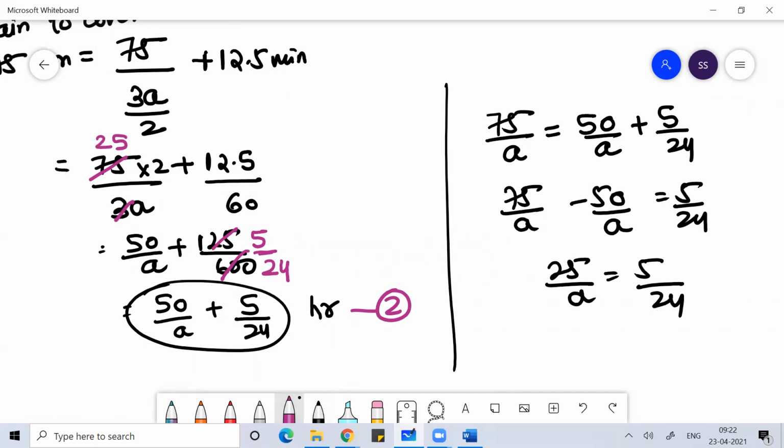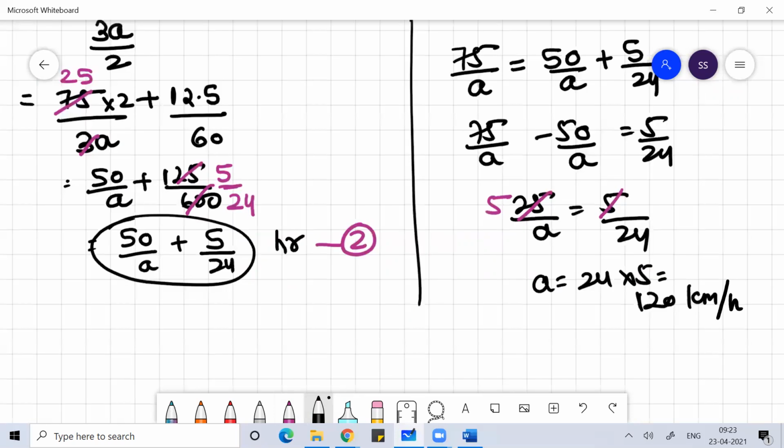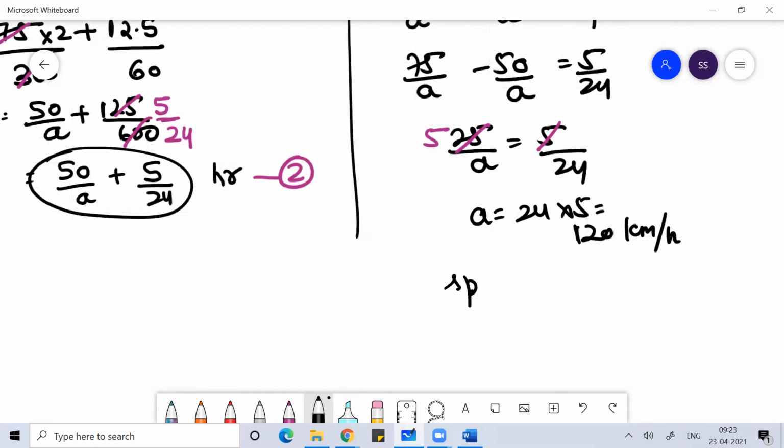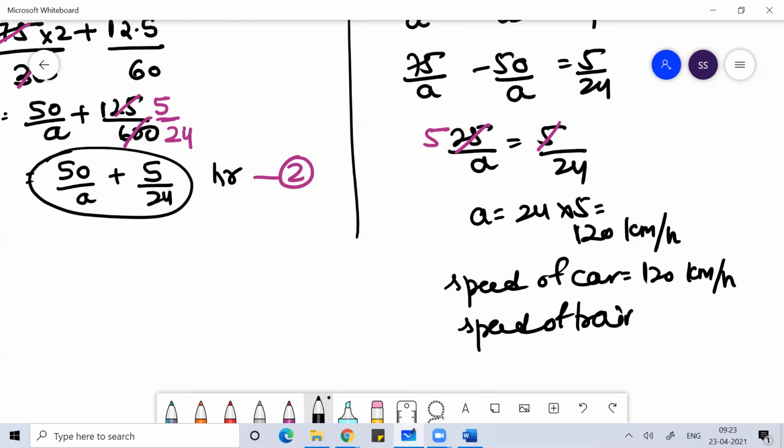You can solve this. The value of A is 24 times 5, that is equal to 120 kilometers per hour. So you get the speed of the car as 120 kilometers per hour. Once you get the speed of the car, automatically you can find the speed of the train. Train speed is 50% more than 120, so if you solve, you will get 180 kilometers per hour.